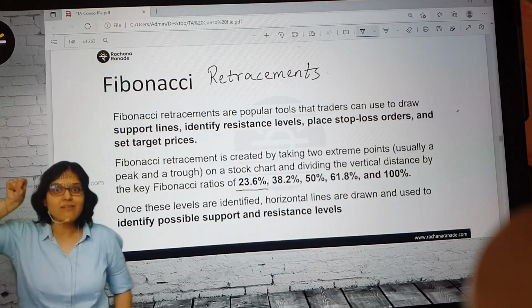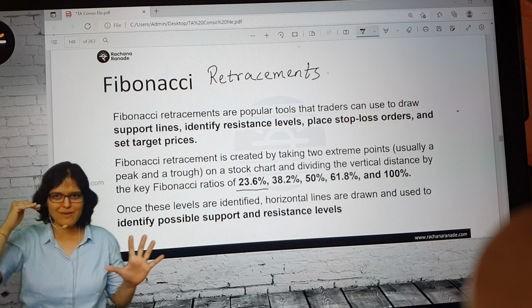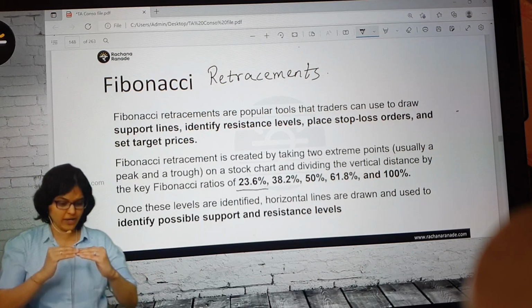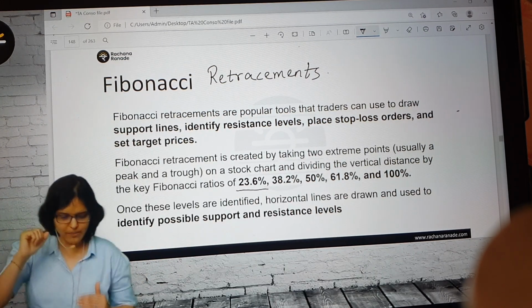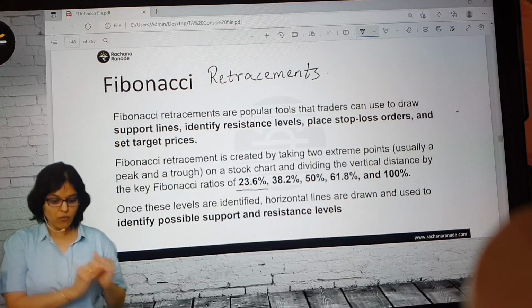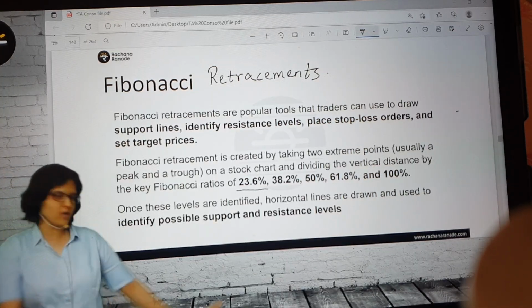So what is the first branch? At 23.6% from the top. Where is the second branch, from the top? 38.2%. That is also broken. The third branch is at 50%. Fourth branch, 61.8%. And the fifth branch, now you have safely landed in the valley.